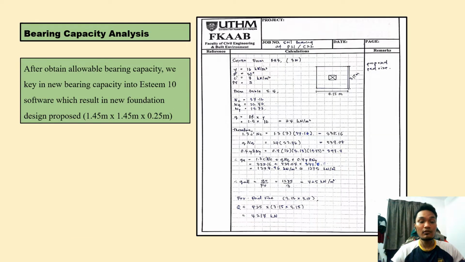After obtaining the allowable bearing capacity, we key in the new bearing capacity into ESTEEM, which is 425 kilonewton per meter square. We key the value into ESTEEM 10 software, which results in a new proposed foundation design of 1.45 meter times 1.5 meter for the breadth and width.